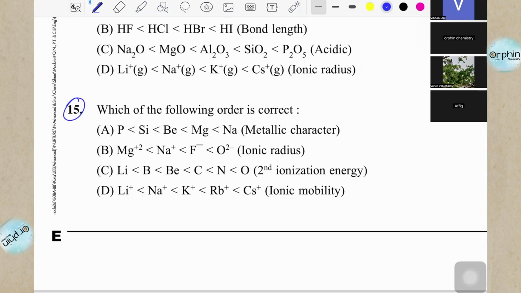So what is ionic mobility? We have seen that hydration enthalpy, hydration energy, was there, and the ion which gets more hydrated will be difficult to move. So its ionic mobility will be lesser.